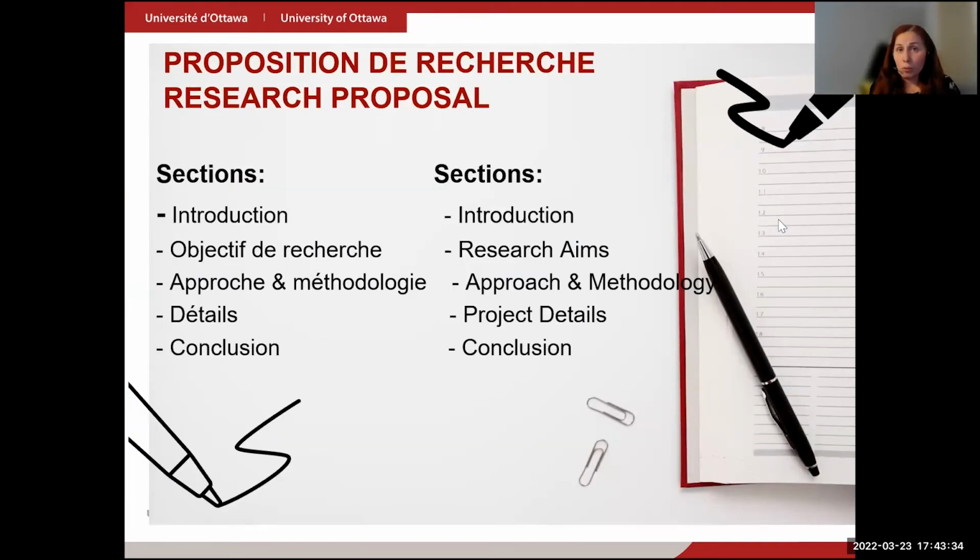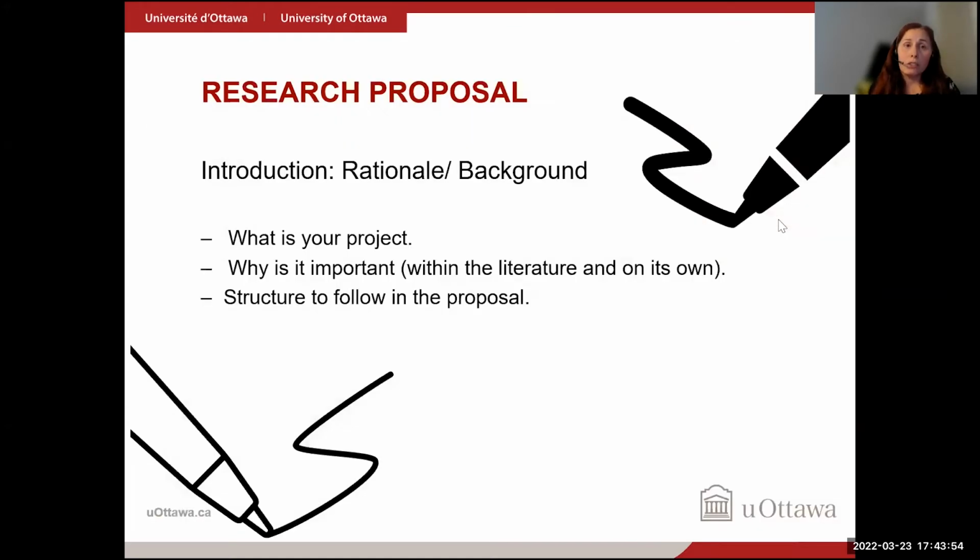As mentioned, the form and the guidelines differ, but often there's a template provided by either the academic institution, the funding agency, or even the research board. But more or less, even if you don't have a template, they all follow the structure of having an introduction, a research aim, approach, details, and conclusion. And I'll break these down for you.